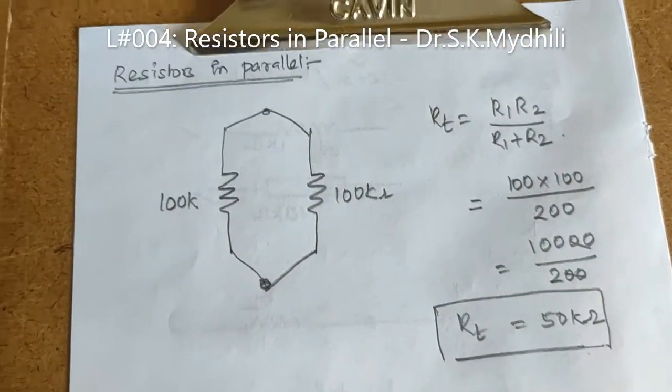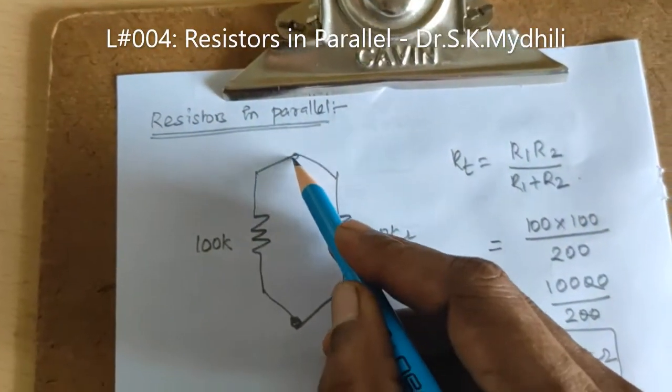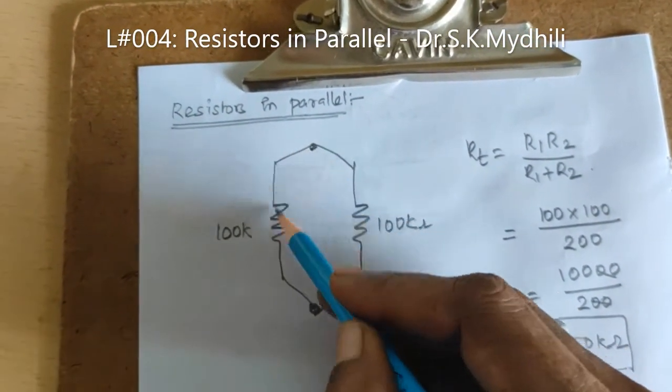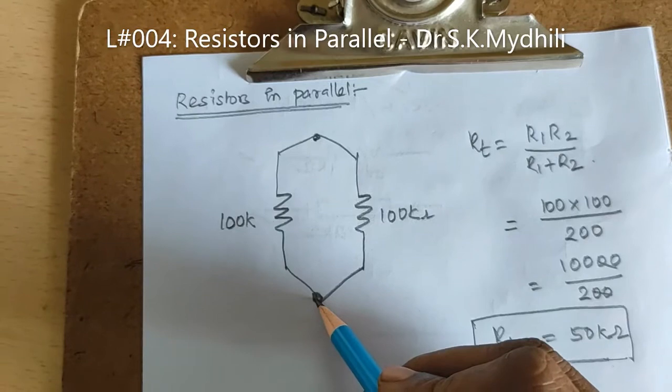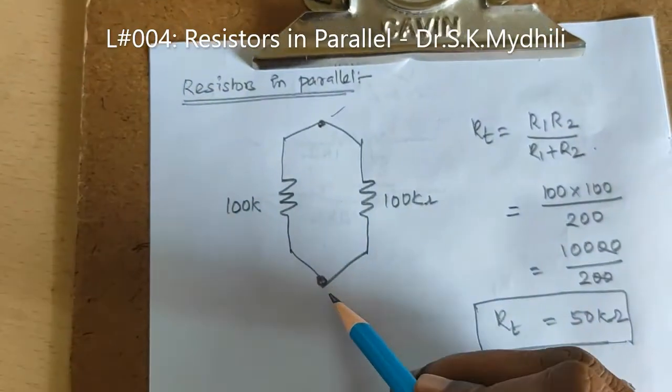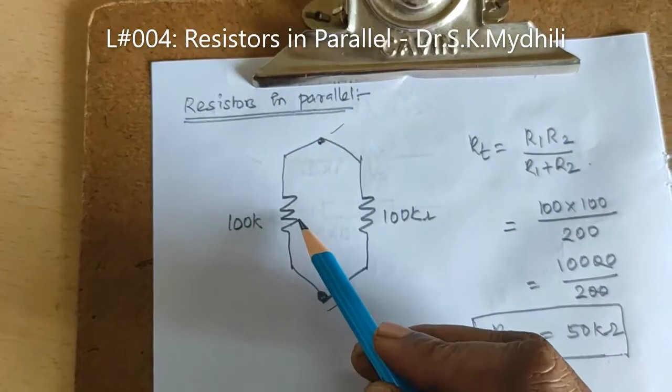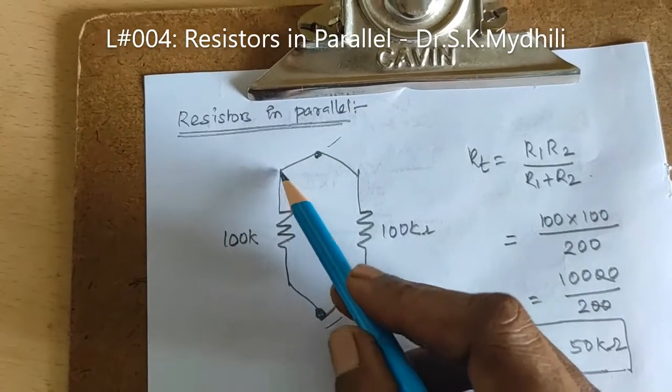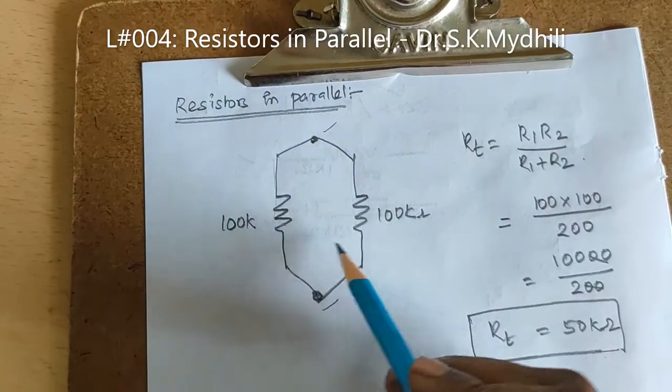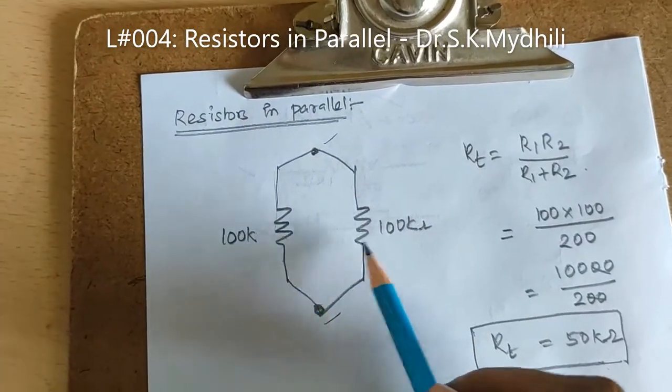Here I am considering a 100k resistance which is connected over a junction point, and another at the other end. That is, it doesn't get connected until that junction point, right? So here 200k resistances are connected in parallel.